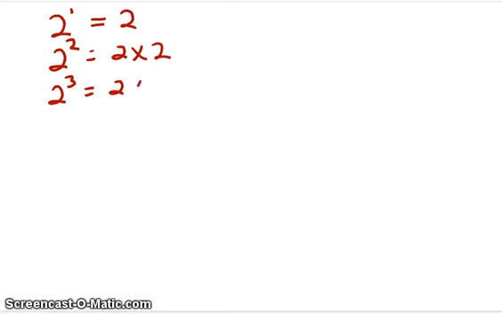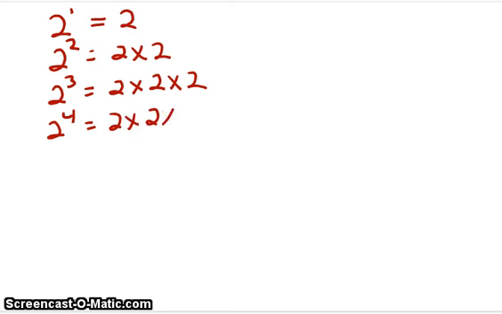Sometimes it's helpful to understand exponents if you make a chart. 2 to the power of 1 equals 2. 2 to the power of 2 equals 2 times 2. 2 to the power of 3 equals 2 times 2 times 2. And 2 to the power of 4 equals 2 times 2 times 2 times 2.